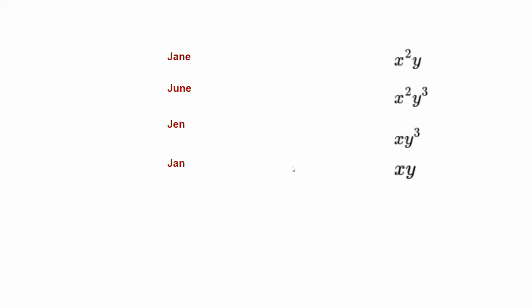So I have on the screen 4 names that all involve the letters J and N. We have Jane and June and Jen and Jan. And we would all recognize those as being different names because they have different combinations of letters. Some of the same letters, a few different letters. Well, identifying like terms is the same.